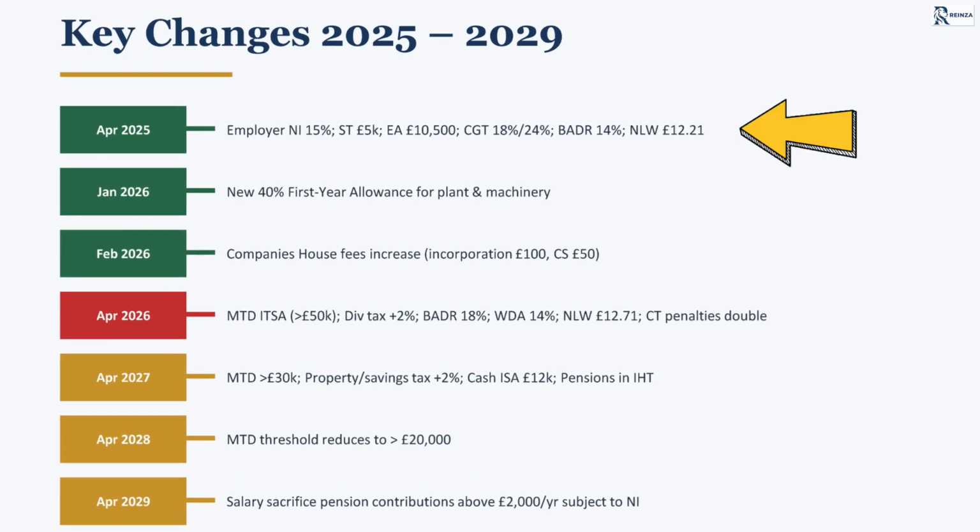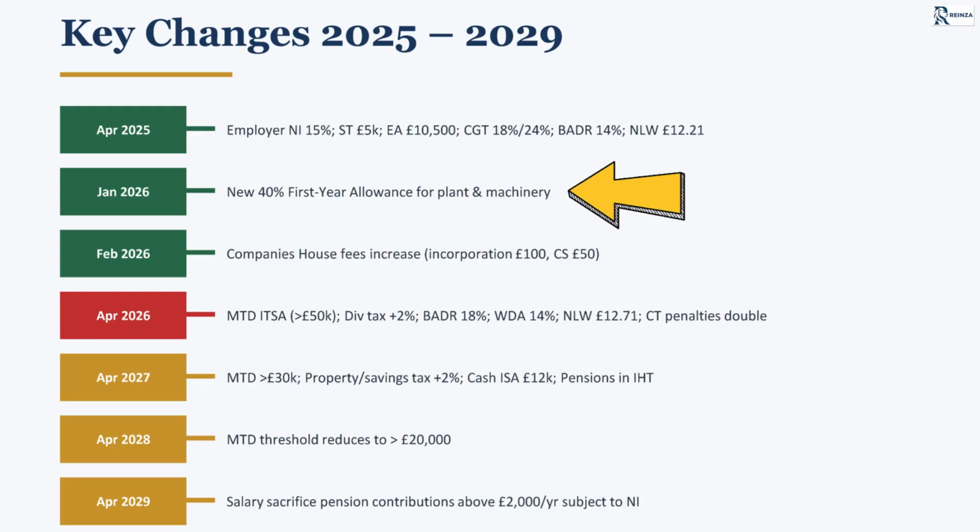April 2025. Already in effect. Employer NI increased to 15%. The secondary threshold dropped to £5,000. The employment allowance increased to £10,500. CGT rates were unified at 18 and 24%. Business asset disposal relief rate became 14%. And the national living wage went up to £12.21.